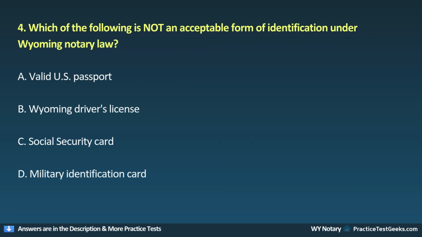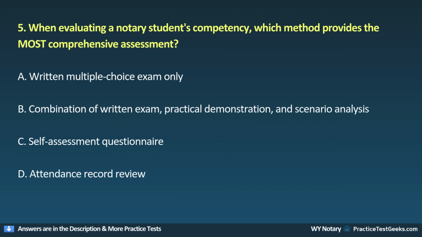4. Which of the following is not an acceptable form of identification under Wyoming notary law? A. Valid U.S. passport. B. Wyoming driver's license. C. Social security card. D. Military identification card.